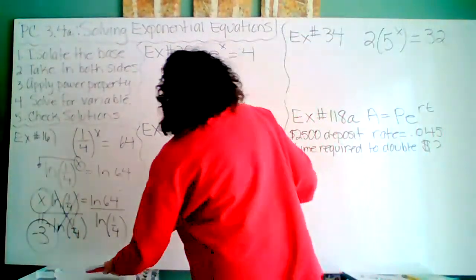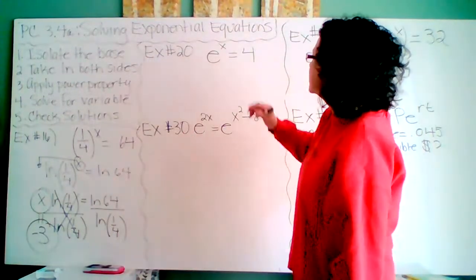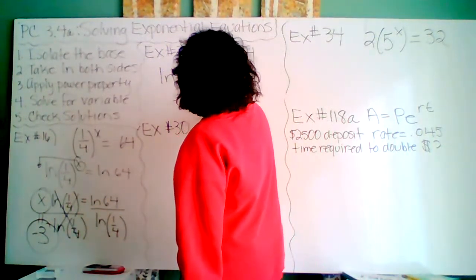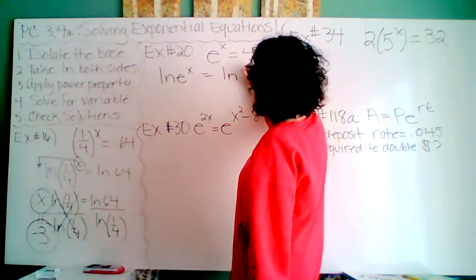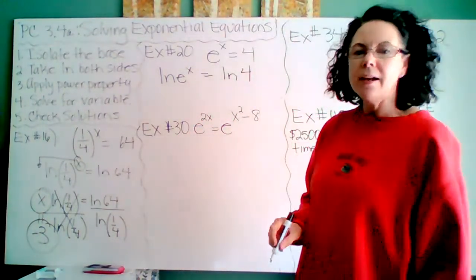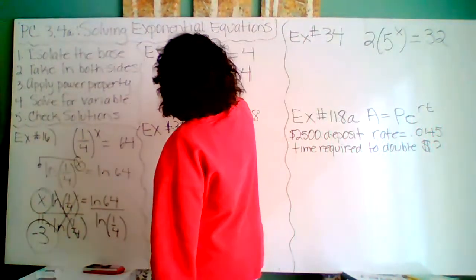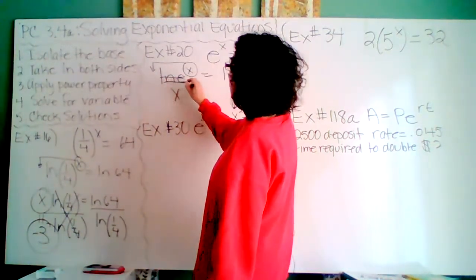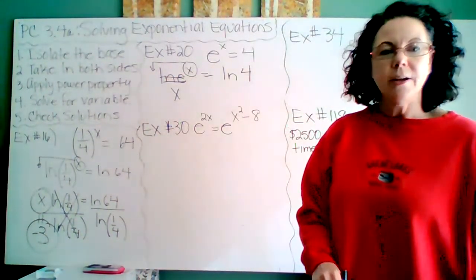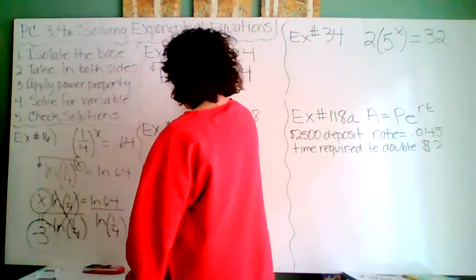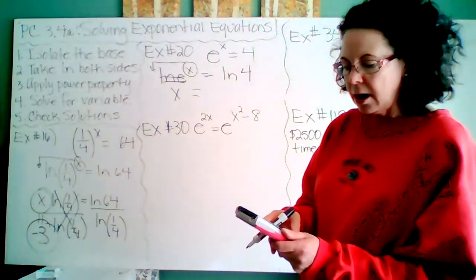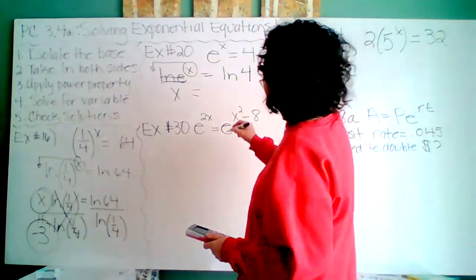Number 20, isolate the base. It already is. Let's take the natural log of both sides. That allows us, by the power property, to bring the x out front and multiply it. And the natural log of e is 1. So we just have x on the left, and on the right, the natural log of 4, 1.386.